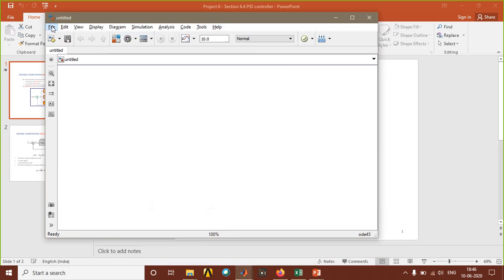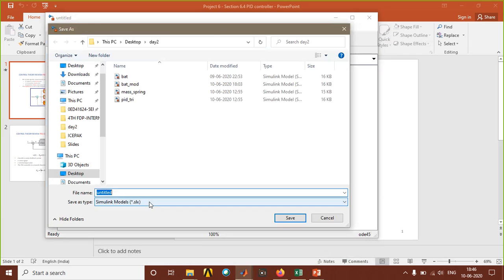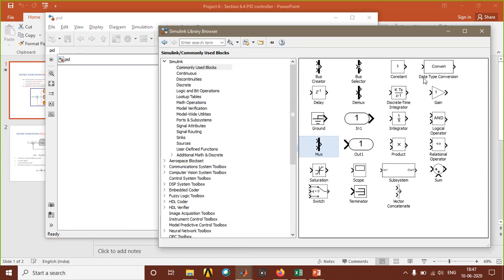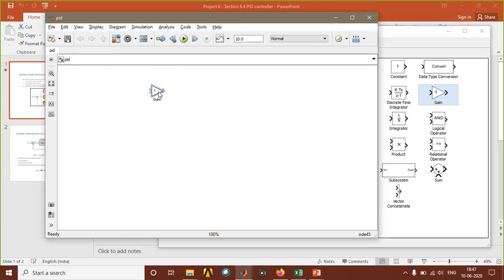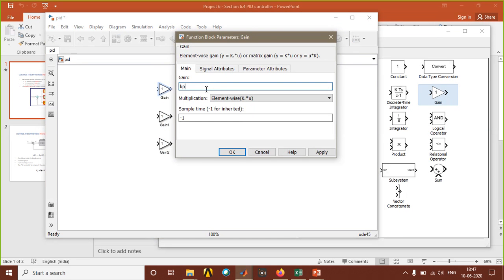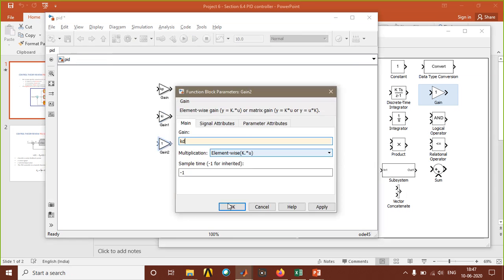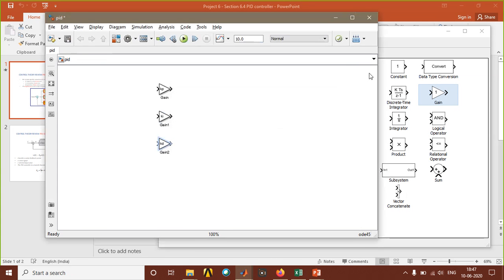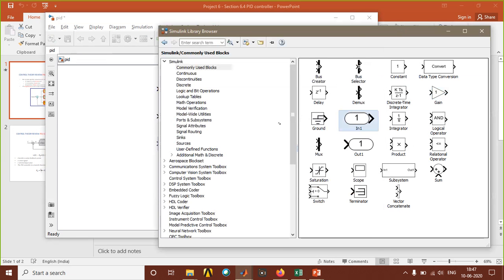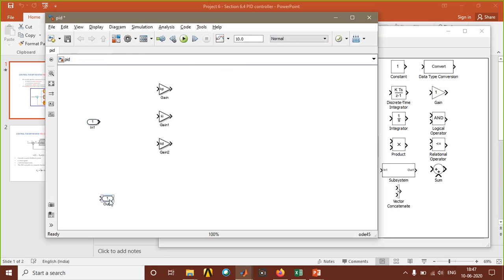Fine, I'm going to save this. I'm going to name it PID. Go to the Simulink browser. I am going to bring in gain. Control-drag and you will get a copy. So first, Kp, the proportional term. Next, Ki, the integral term. Next, Kd, the derivative term. I am going to bring in an input and an output. If you click it, you will be able to see the input. So connect this, connect this, connect this.